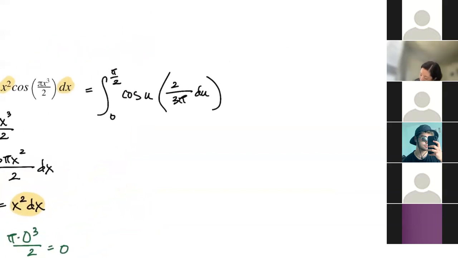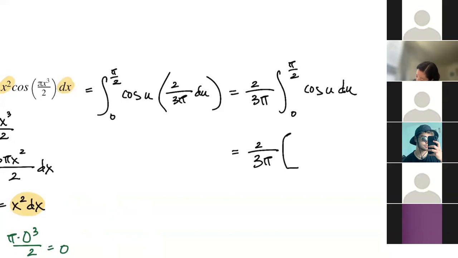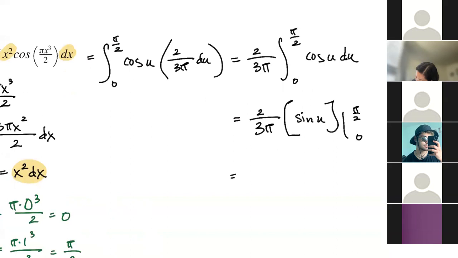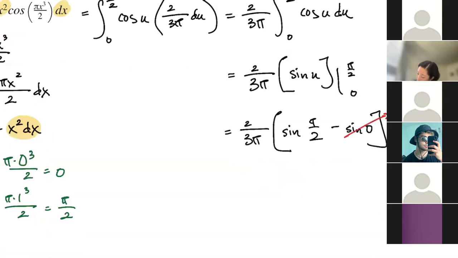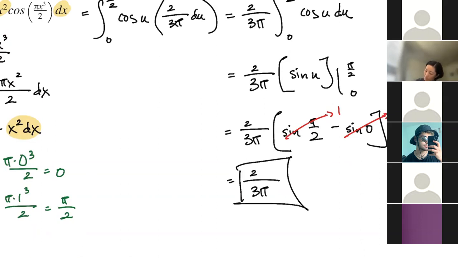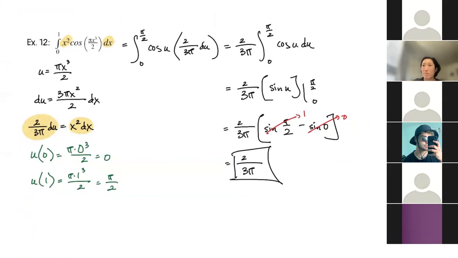And as gross as that looks, 2 over 3 pi is a constant. Let's bring that out to the front. And then all we have left is the integral of cosine u du. We ask ourselves, what function did we take a derivative of to end up with cosine? And it is not negative sine, but it is positive sine. Plug in our bounds. Sine of pi over 2 minus sine of 0. And we know our trig values. This one goes to 0, this one goes to 1. And so we end up with 2 over 3 pi. And just with 1 second to spare.